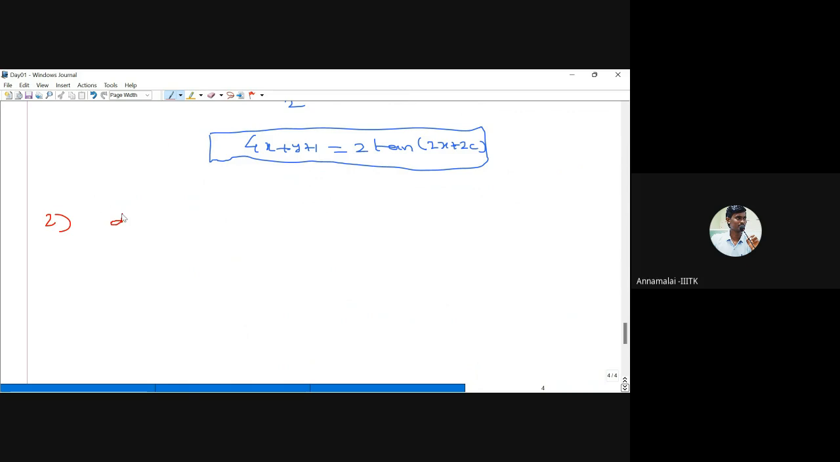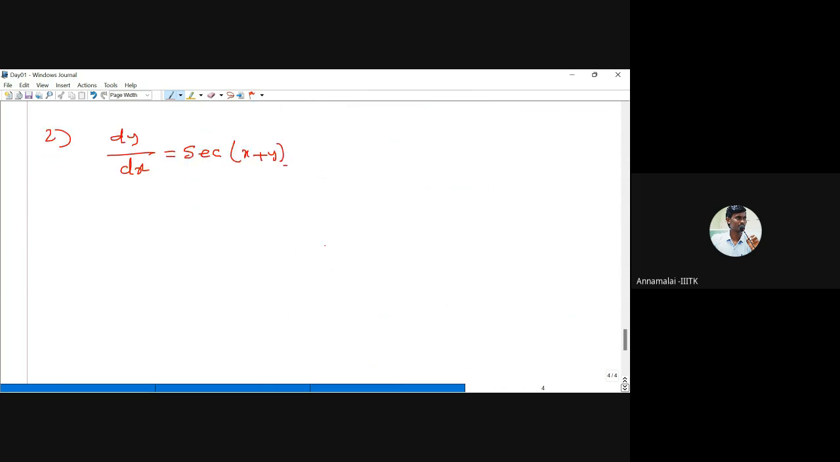So dy by dx equal to secant of x plus y. Now again, it's very difficult to apply separation of variables directly. So we have to change. We call that x plus y is z. So put z equal to x plus y.